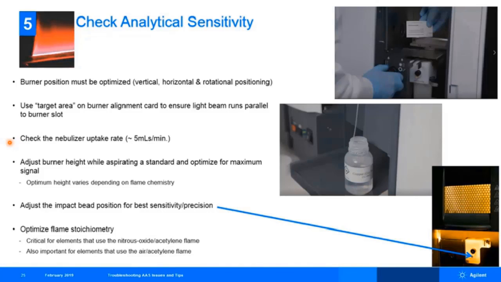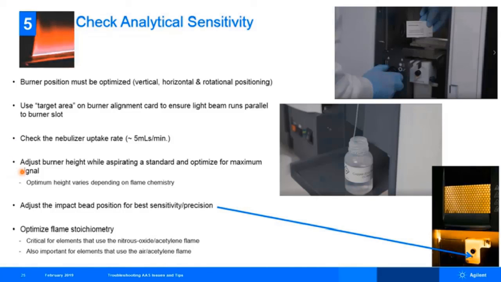It's also good practice to check the nebulizer uptake rate. Ideally, it should be in that range close to about 5 mL per minute. If necessary, you can adjust the nebulizer or potentially clean the nebulizer if there's a partial blockage and you have a low sample uptake rate.